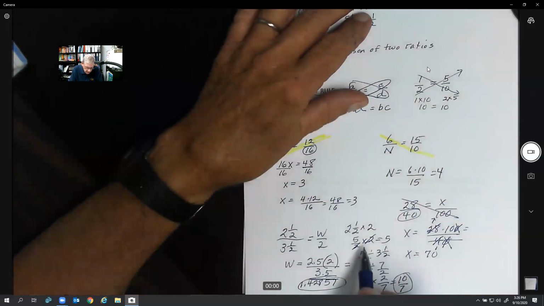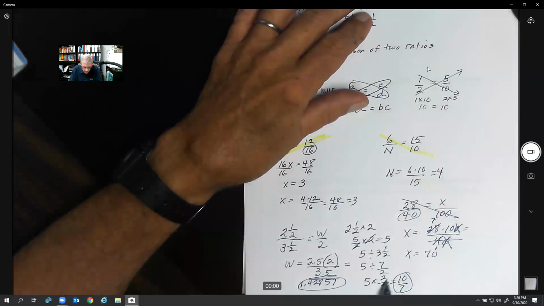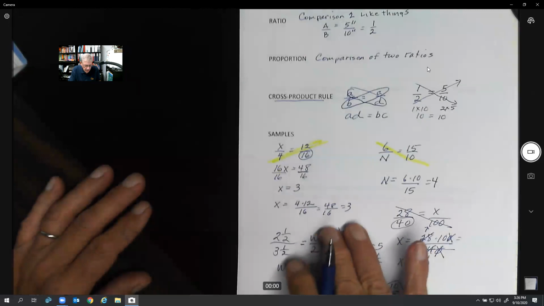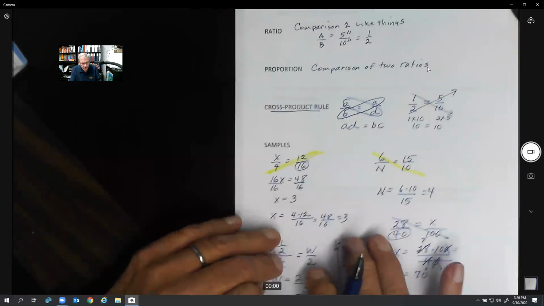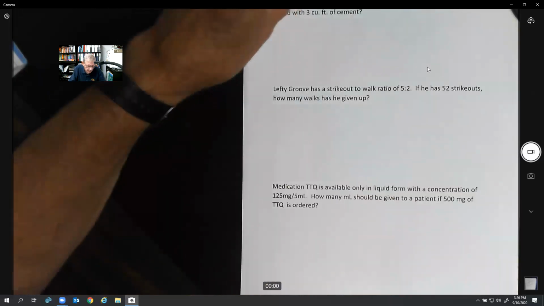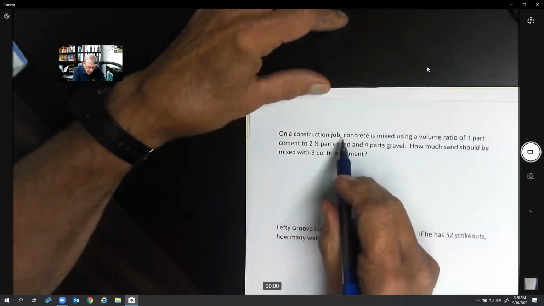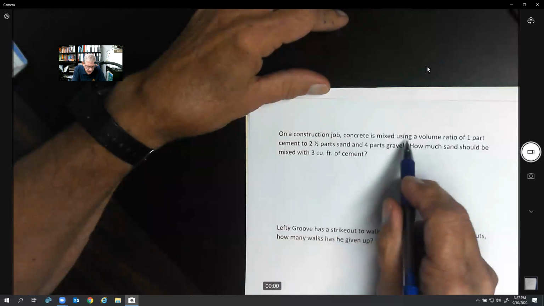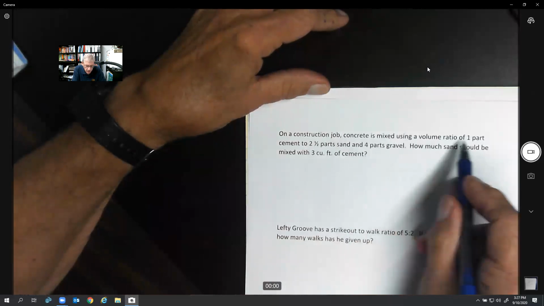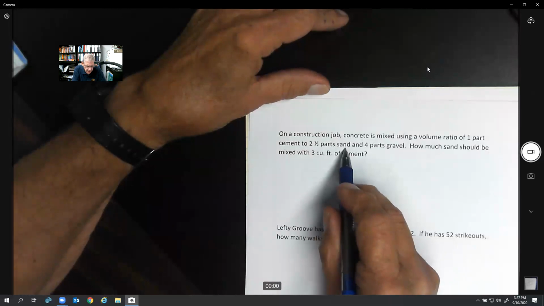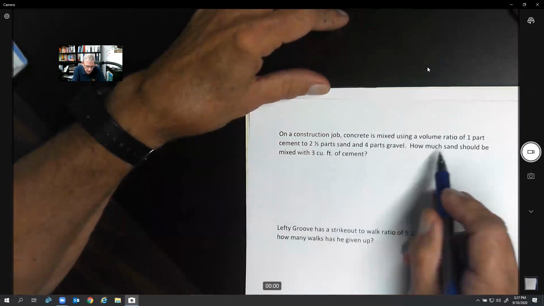So we could actually do this with fractions too. Maybe it takes a little longer, but that would be good practice. So there's some ideas. Now, let's try some little application problems. It says, on a construction job, concrete is mixed using a volume ratio of 1 part cement to 2.5 parts sand and 4 parts gravel.